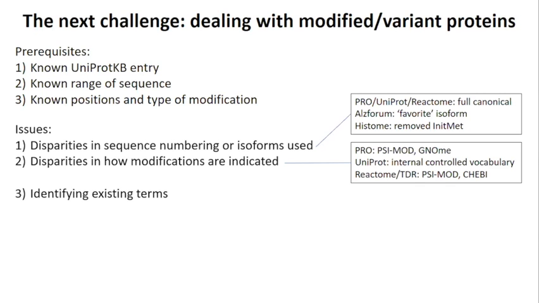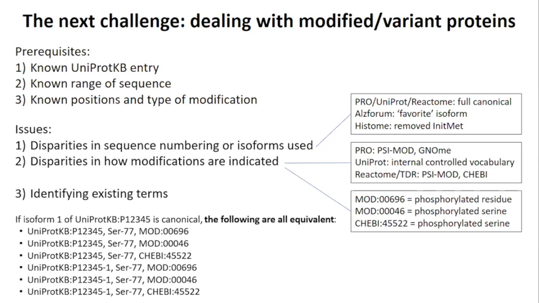So consider the following example. If isoform 1 of P12345, this is a made-up example by the way, is the canonical isoform, and given the ways a phosphorylated residue can be indicated, and given the modified residue is a serine, all of these 6 cases are actually describing the exact same thing. So Pro needs to take care not to inadvertently create multiple terms for the same entity. So that's the big deal with dealing with proteoforms.